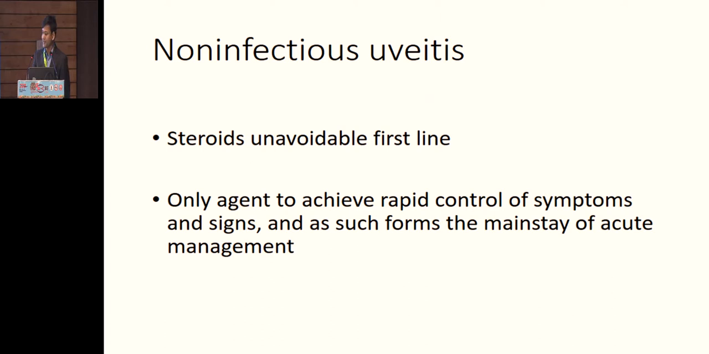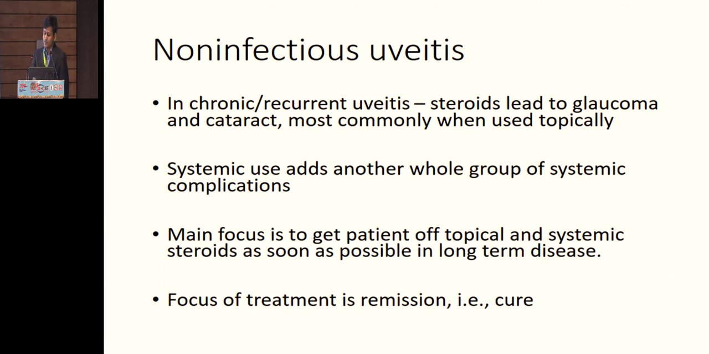However, in chronic recurrent uveitis, we all know that steroids can cause glaucoma and cataract, and systemic use adds a whole lot of complications, including but not limited to weight gain, mental depression, mood changes, and more. So nowadays, the main focus is to get the patients off topical and systemic steroids as fast as possible in chronic diseases, for example uveitis that lasts more than 3 months. The recent concept with biologics is that they are immunomodulators, so there is a chance of cure. The theory is that the process can technically be reversed.